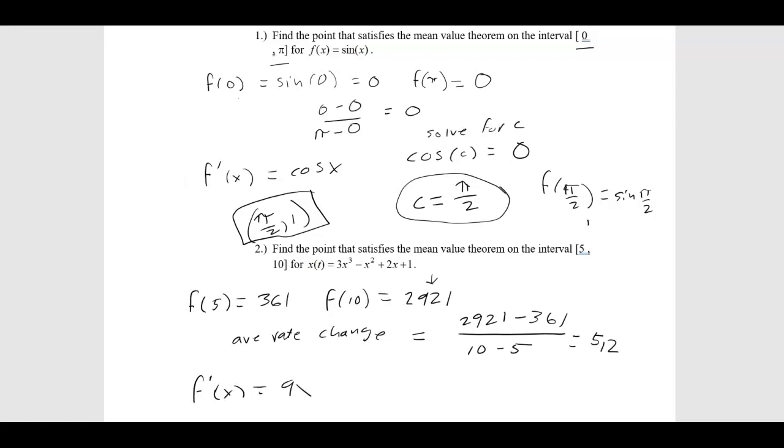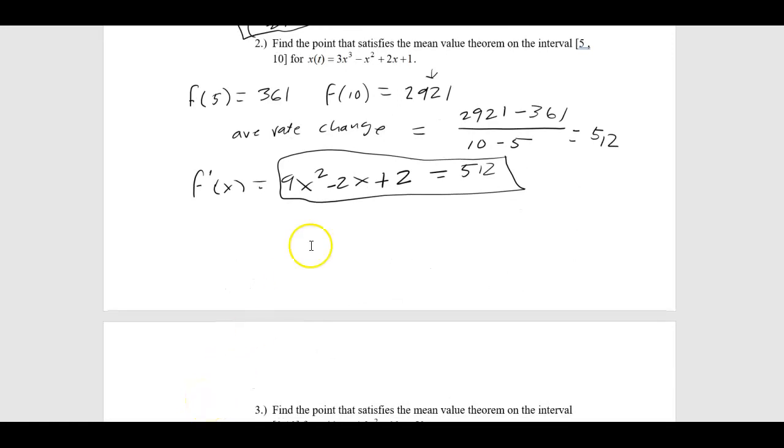That equals 9x squared minus 2x plus 2. And I have to set that equal to 512. So this is what I'm solving. I should really substitute that x, make it a c, but it doesn't really matter for getting the solution. I will not grade that as wrong if you leave it an x.